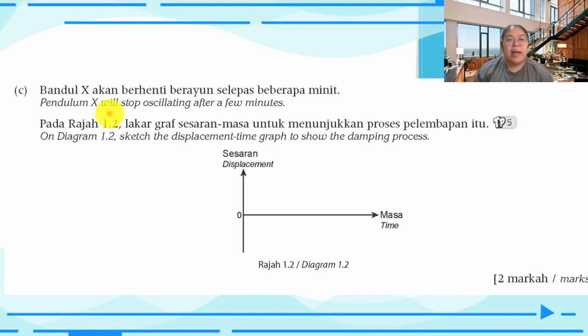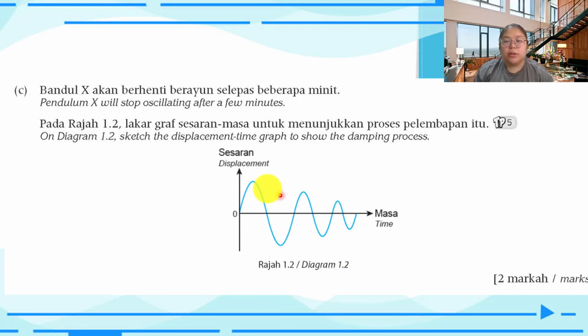Okay, now pendulum X will stop oscillating after a few minutes. So from here you need to sketch the displacement-time graph, the damping diagram. Okay, so let's go and show. This one is the diagram. The amplitude just drops. We find the period also. So from here we just do the correction.